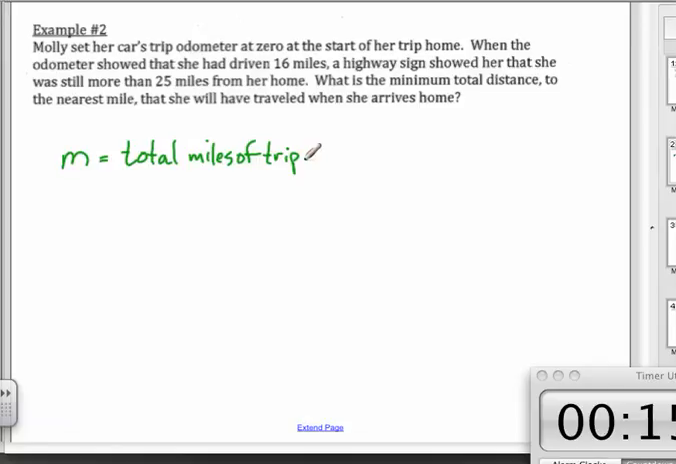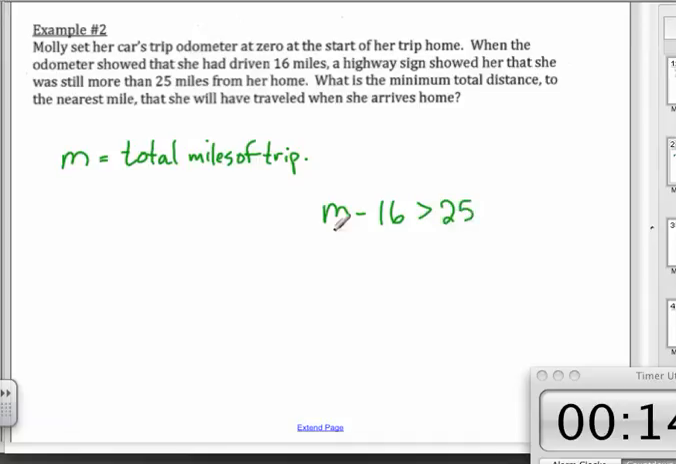Okay, now what sort of inequality can we set up with this? M minus 16, because she's already traveled 16, right? Is less than. It says a highway sign showed that she was still more than 25 miles. So the total distance that she has left, right? So the distance she has left has to be greater than 25. Does that make sense? Yeah.